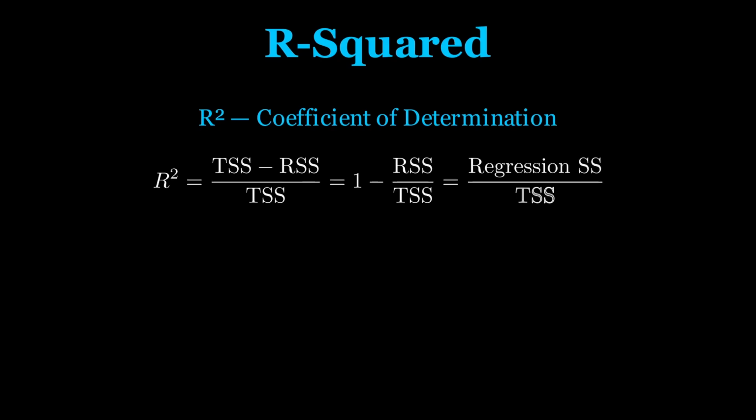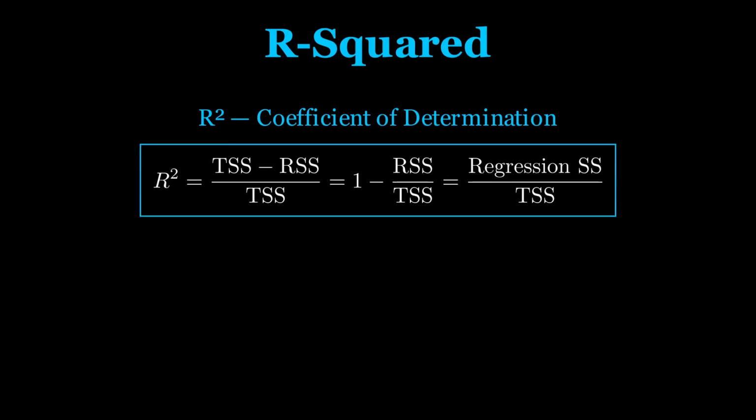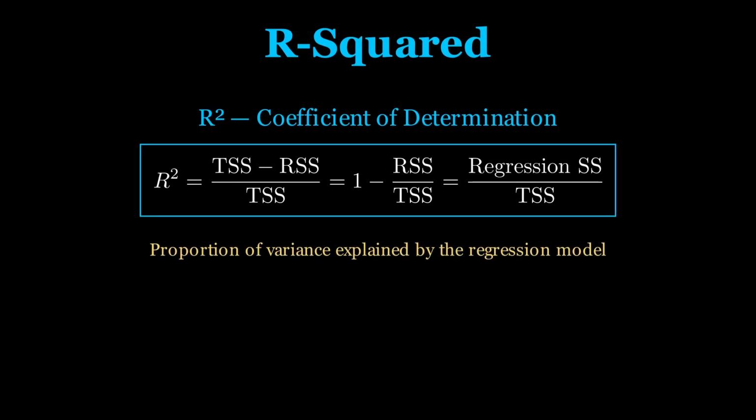This statistic measures the proportion of variance in y that is explained from x. In terms of formulas, r squared equals the total sum of squares minus the residual sum of squares divided by the total sum of squares, which is the same as 1 minus RSS over TSS, or equivalently, regression sum of squares divided by TSS. In other words, r squared tells us what fraction of the total variation in our data is explained by the model. The rest is unexplained.